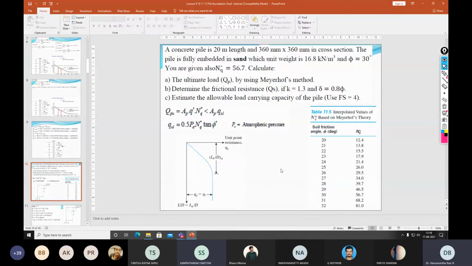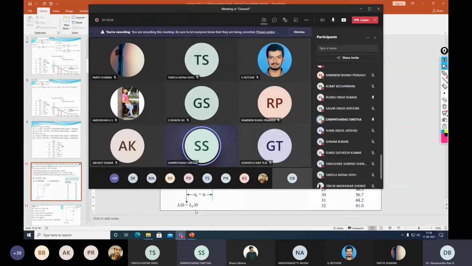Okay, just open your handout because I have already forwarded the handout. Everything is available in the handout. Yes, sir. I'm calculating now, sir. I've just been seeing the formulas. Yeah, very good. Please.